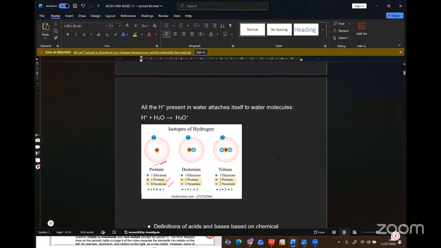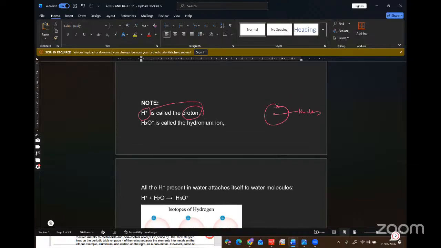So when you lose one electron, this electron, if you lose that one electron, that is like hydrogen minus one electron would give you hydrogen positive. Okay?